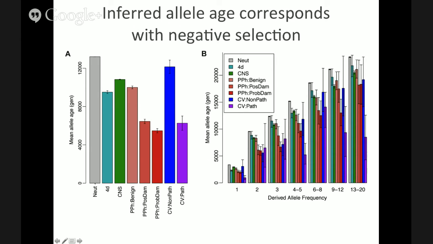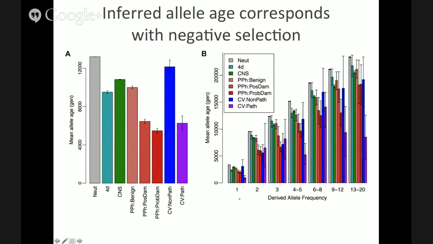If you look at neutral regions, the age is quite high. As you look at regions such as benign mutations, they are also quite high. If you look at mutations that are thought to be under negative selection, such as mutations that are damaging, according to Polyphen or according to ClinVar, the database of clinical variants, you see that there is a reduction of age relative to benign variants and neutral variants.